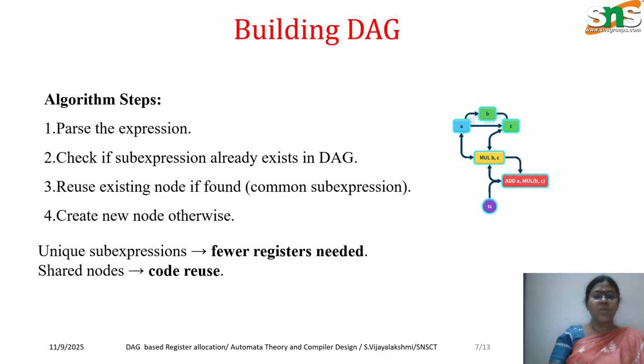It saves computations. So let us see how the compiler builds the directed acyclic graph. It parses the expression and checks if the sub expression already exists in the tag. If yes, it reuses that node, otherwise it creates a new node. Unique sub expressions mean fewer registers needed. A shared node means the code is also reused.